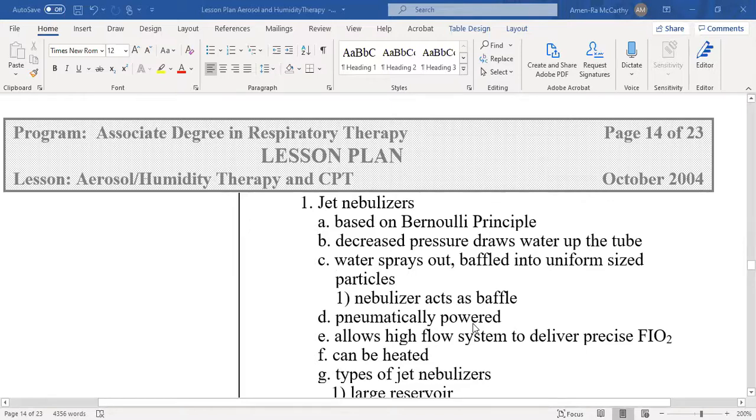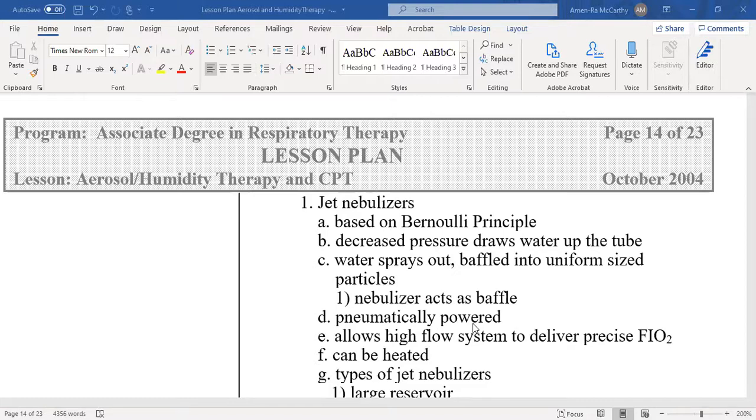Water sprays out baffled into uniform size particles. The nebulizer itself acts as the baffle. It is pneumatically powered. What does that mean? Does that mean it's powered by your breath? No, it's powered by gas. Something like that, but it's powered by the pressure from the oxygen cylinder.